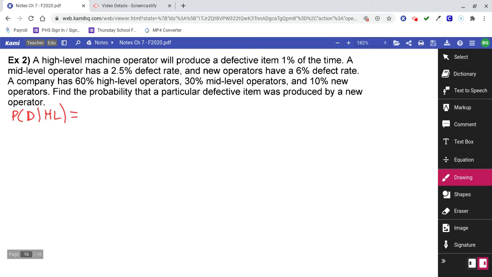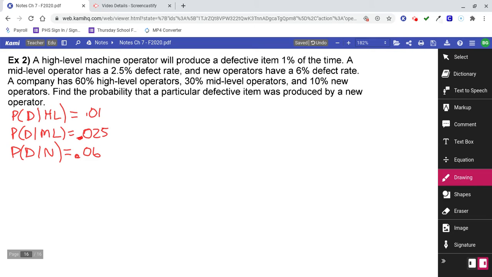is 0.01. A mid-level operator has a 2.5% defect rate, so kind of the same thing. The probability that it's defective given it came from a mid-level is 0.025. And then new operators have a 6%, so we're going probability of defective given new is 0.06.